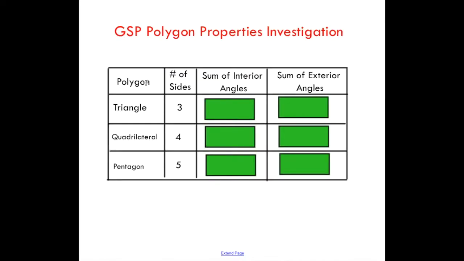So what I'm going to do here is show you some of the properties of polygons. I'll just do 3. I'll start with the triangle, the quadrilateral, and then the pentagon. I'm going to show you how we can determine the sum of the interior angles and the exterior angles for each of these polygons.